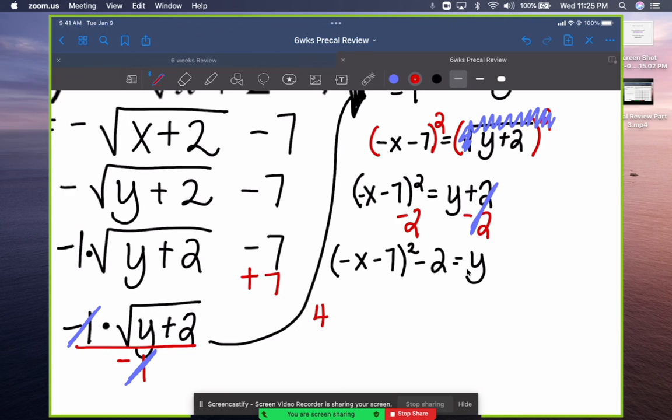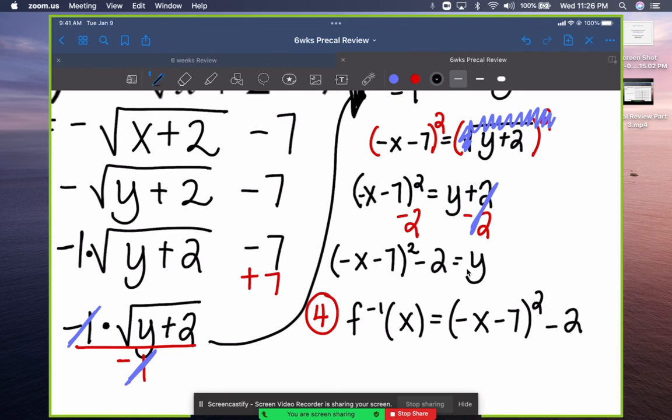Our last and final step is, of course, very important. We need to rewrite using our inverse notation. Okay, and this is our final answer.